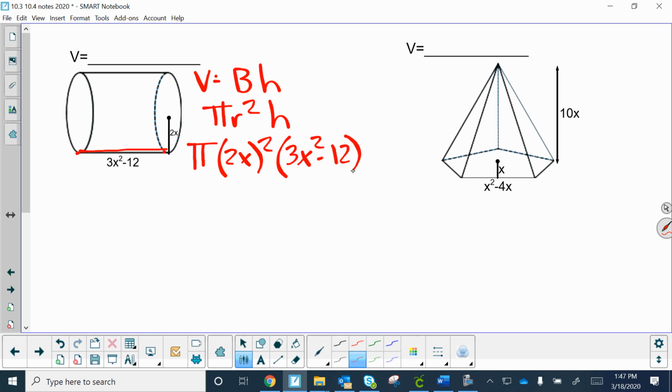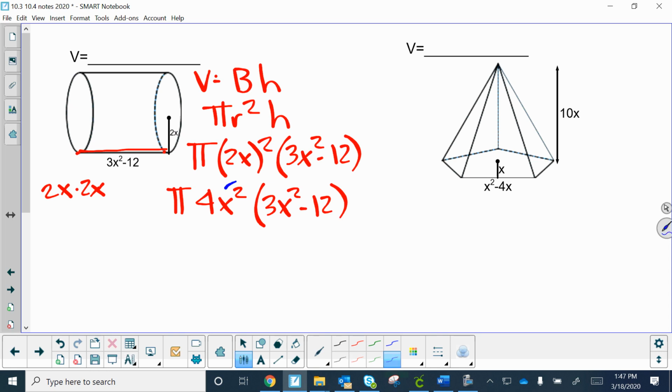So here's where your algebra skills need to come into play. 2x squared means the same thing as 2x times 2x, which 2 times 2 is 4, and x times x is x squared. So we have pi times 4x squared times 3x squared minus 12. And so this property right here, you need to remember, is the distributive property. So we're going to distribute that out.